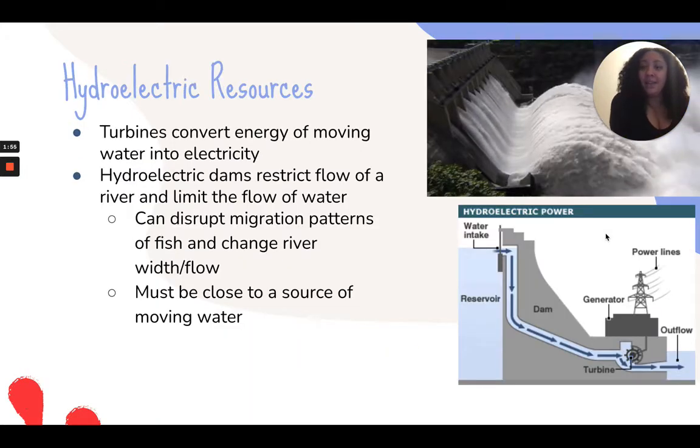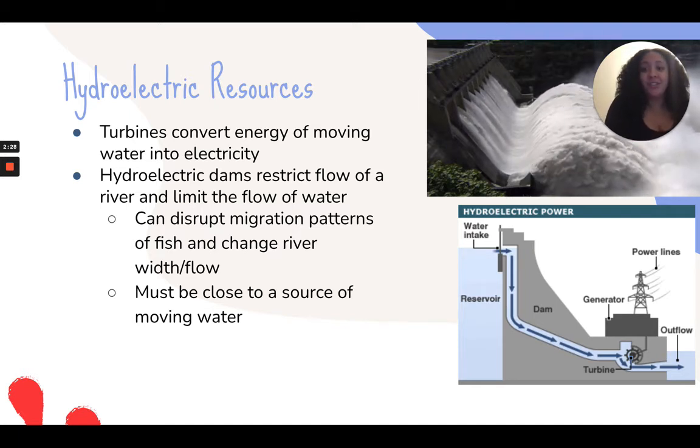Okay, next, let's talk about hydroelectric power or hydroelectric resources. So turbines in the dams convert energy of moving water into electricity that we could use. You can see this over by Niagara Falls, and we have an actual hydroelectric power source. We could see these dams. If you go to a park called Ark Park, it's basically right by it.